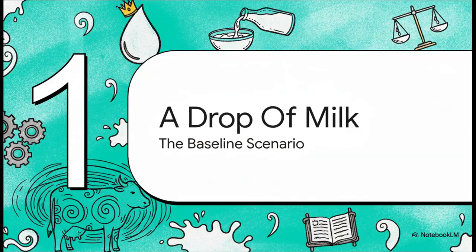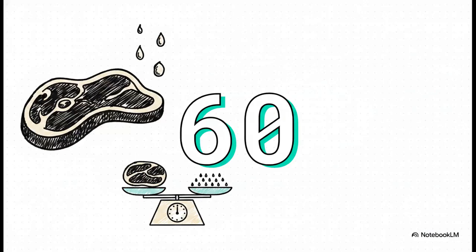So, starting with section 1, a drop of milk. We're looking at the foundational text here that really sets up our baseline kitchen scenario. And the absolutely crucial threshold you need to know is the number 60. The text states that if a drop of milk falls onto a piece of meat, well, that meat becomes forbidden if the drop contains enough milk to impart flavor to that specific piece.